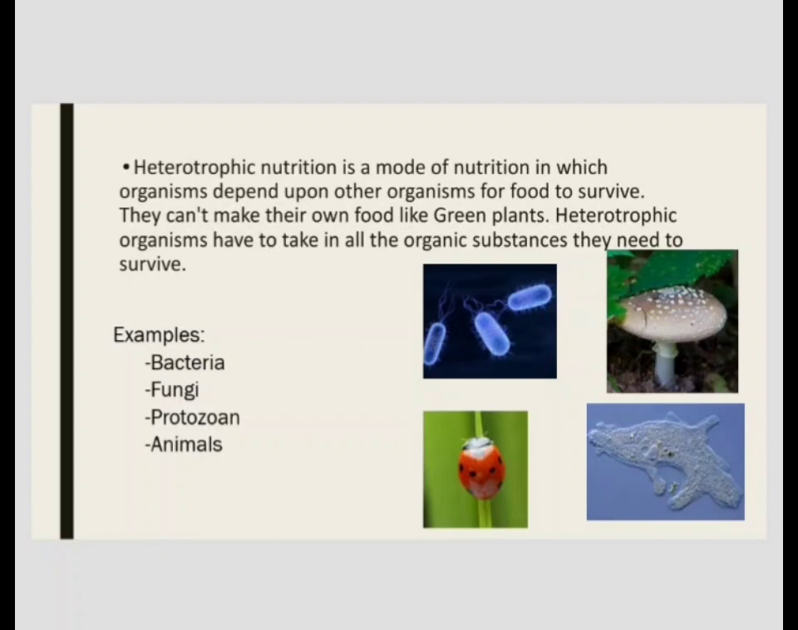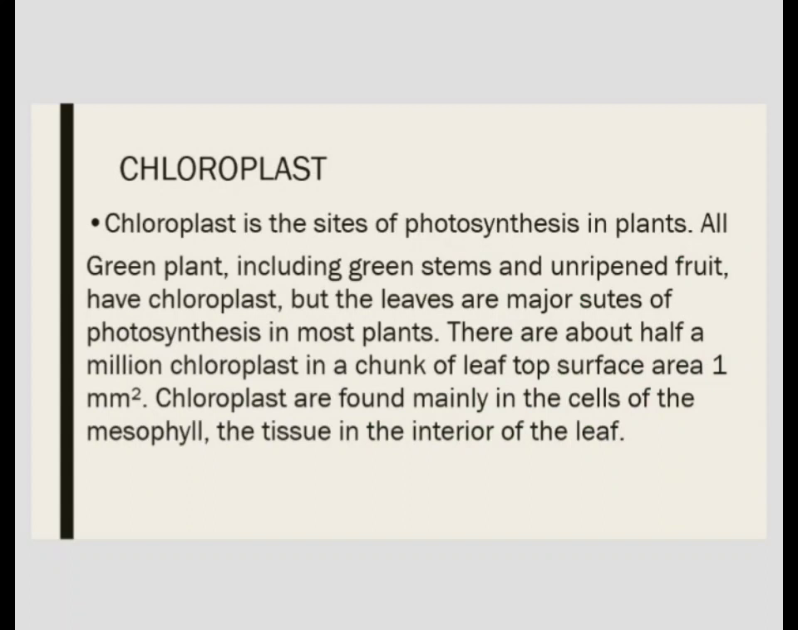On the other hand, heterotrophs obtain organic material by the second major mode of nutrition. Unable to make their own food, they live on compounds produced by other organisms, the autotrophs. So let's proceed to the chloroplast. The chloroplast is the site of photosynthesis in plants.